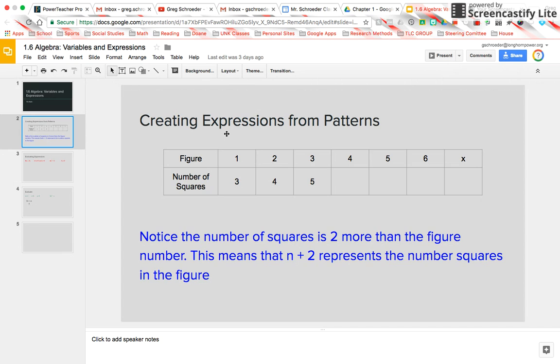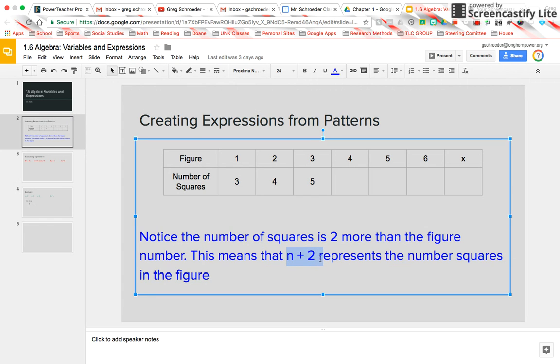We're going to start with creating expressions from patterns. We have a figure, and in this figure, there's 3 squares. All right, in the second figure, there's 4 squares. In the third figure, there is 5 squares. All right, how many squares would there be in the 4th, 5th, 6th, or X figure? So one thing we'll notice is that the number of squares is 2 more than the figure number. Okay, this means that n plus 2 represents the number of squares in the figure.